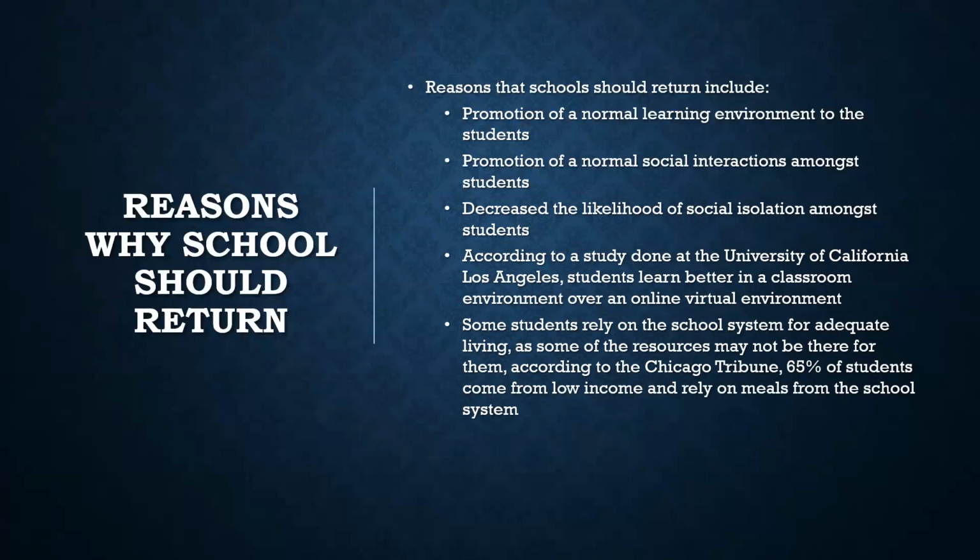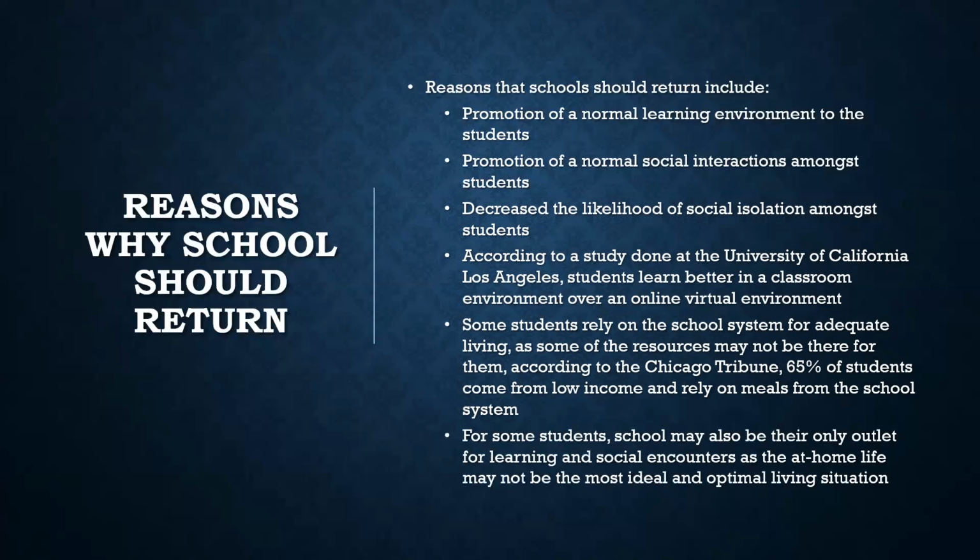Some students rely on the school system for adequate living, as some of the resources may not be there for them. According to the Chicago Tribune, 55% of students come from low-income homes and rely on meals from the school system. Also, for some students, school may be their only outlet for learning and having social encounters, as the at-home life may not be the most optimal living situation for them.